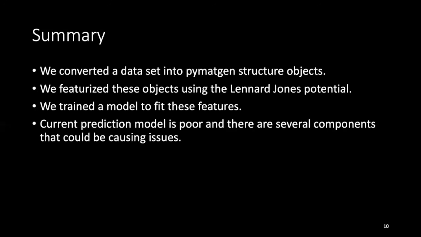To summarize, we converted a dataset into PyMatGen structure objects, featurized those objects using the Lennard-Jones potential, and trained a model to fit those features. We found that our model was poor, and there are a few specific things that may be causing the issues that we saw.